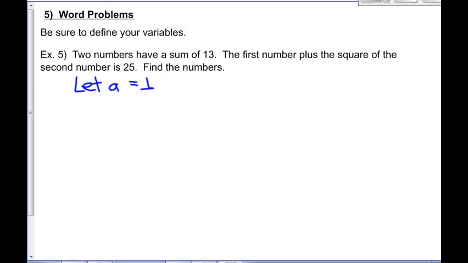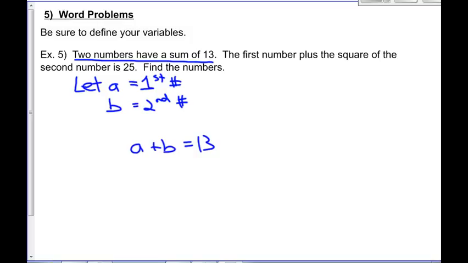Let a equal the first number. And b could be the second number. Now let's try and make some equations. Two numbers have a sum of 13. Okay, so a plus b equals 13. The first number plus the square of the second number, that means equals 25. So here we have a system of equations, and one of them is not linear.